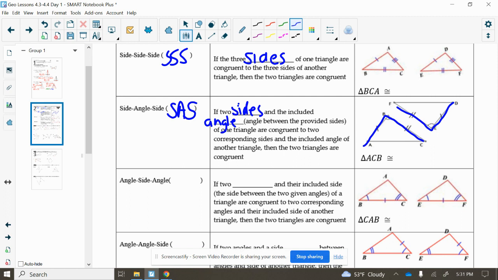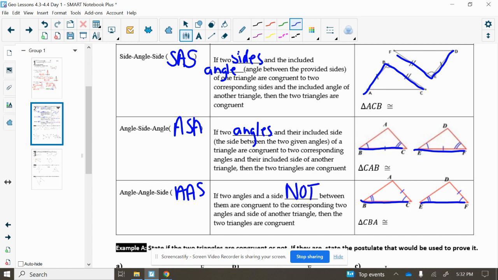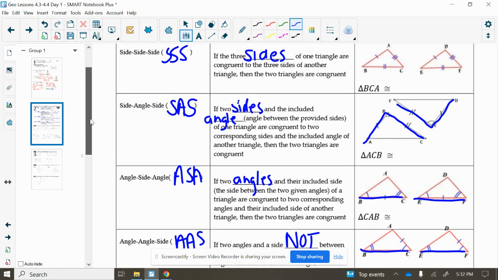Then we have angle, side, angle. So you're making the sandwich again, but this time your side is in the middle of your 2 angles. That's angle, side, angle. So again, 2 angles and their included side. Or we also have angle, angle, side. When you have 2 angles and the side is not in between them, you could prove these congruent by angle, angle, side. These are the 4 ways we're talking about today.